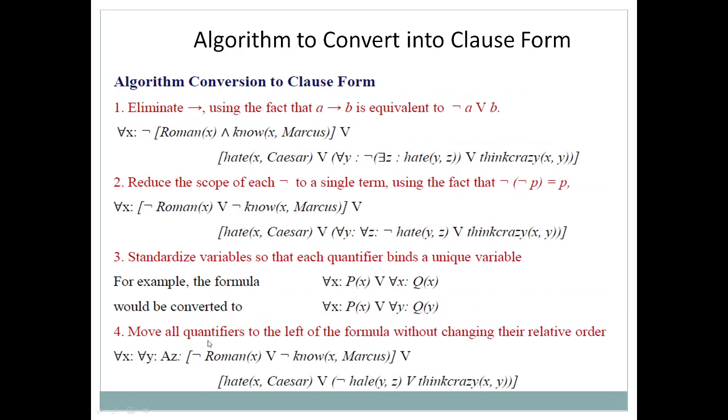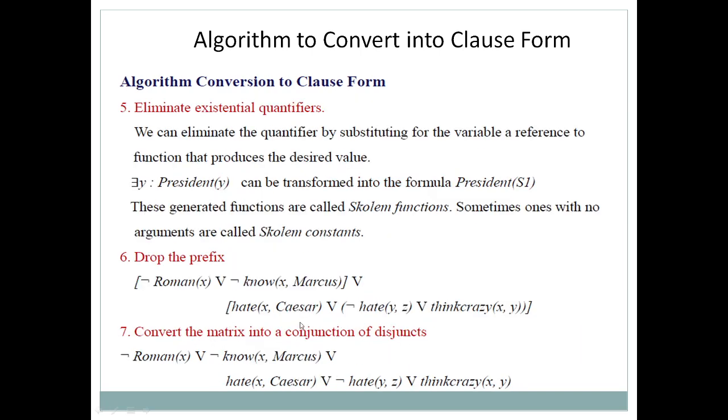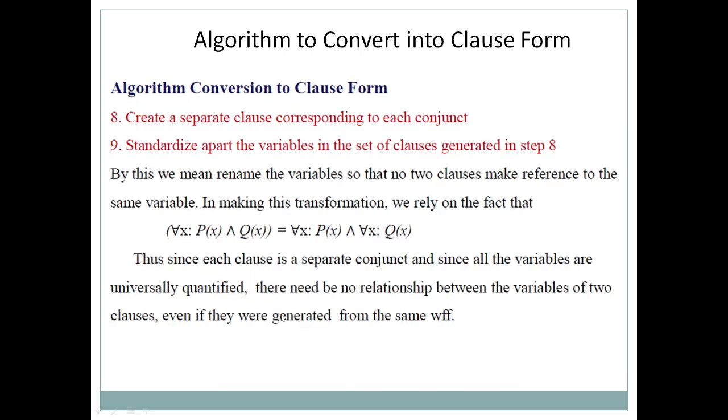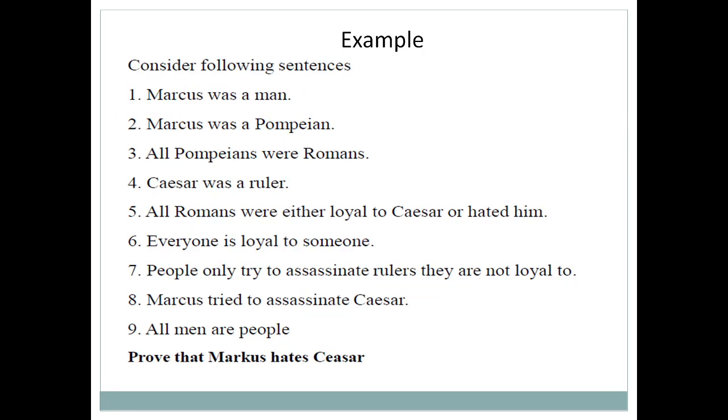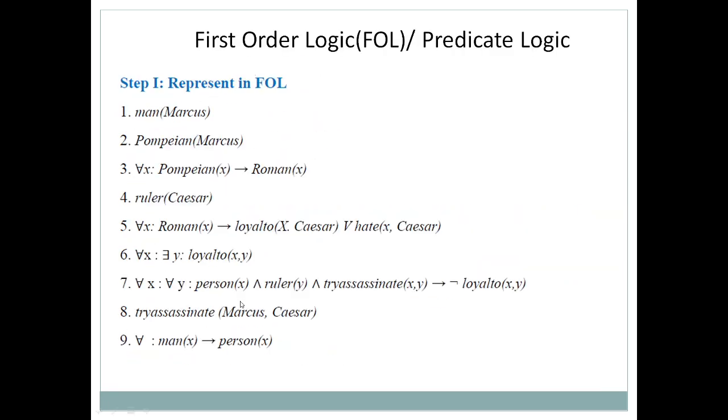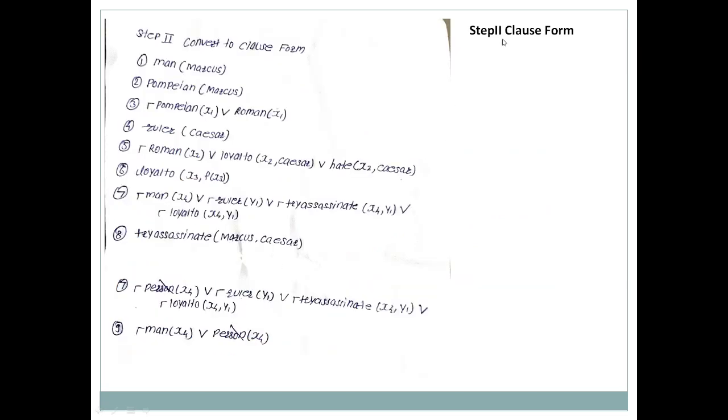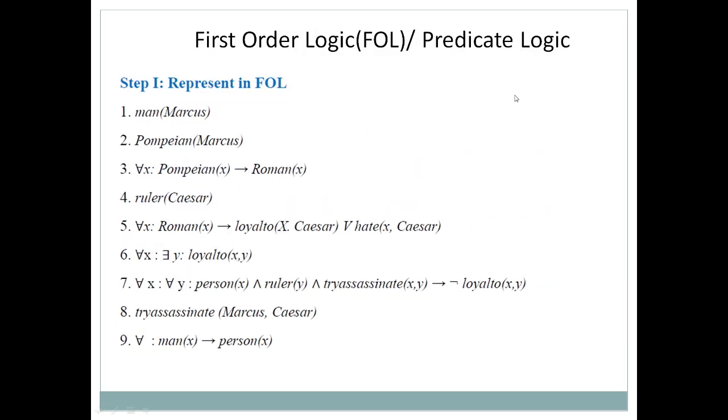Then the next one is to move all quantifiers to the left of the formula without changing their order. Next, you have to eliminate the existential quantifier, and remove all the quantifiers given in the numerical. Then drop the prefix, drop the matrix, and create a separate clause form, with standardization using x1, x2, x3. Now let's convert this predicate logic into clause form. That is step number 2: conversion of predicate logic to the clause form.